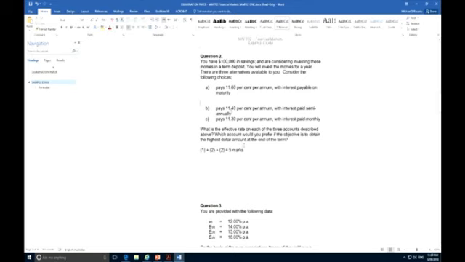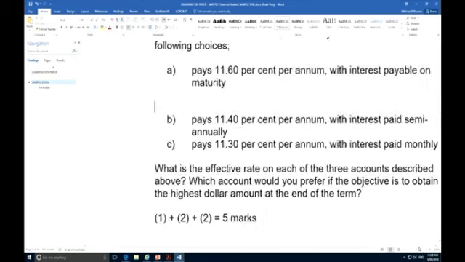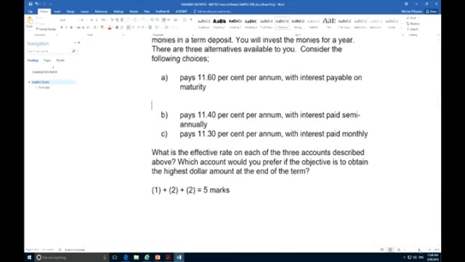Actually, I can make it a bit bigger though. No, I take your point. It's a bit too big now. There we go. All right.